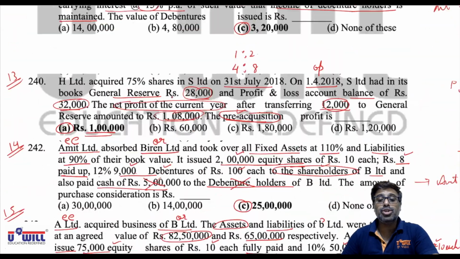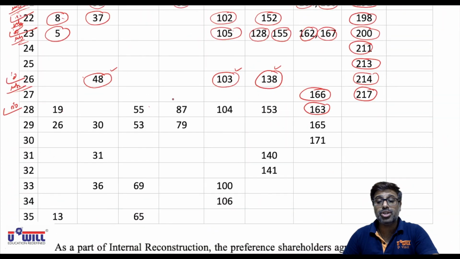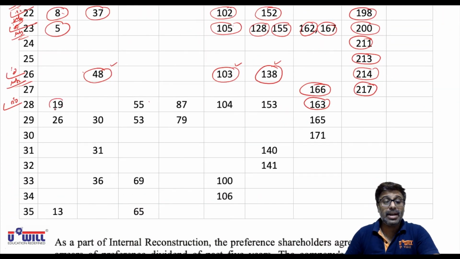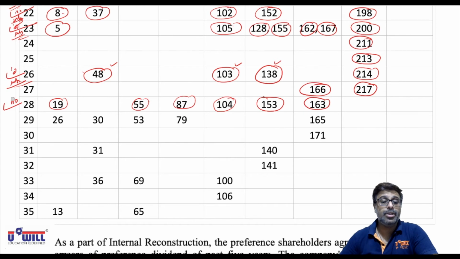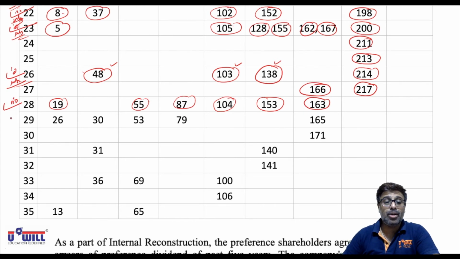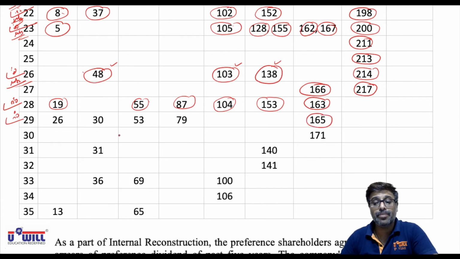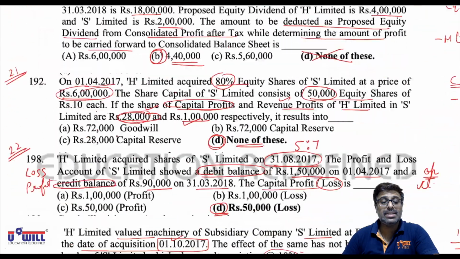Now similar to question 163, there are so many questions to be tried on your own. All of you try 19, 55, 87, 104, 153 on your own just now. Or else take the screenshot and you can try it later. Now question 29 is also important because it has been asked so many times. So 165 I'll do, and then 4 questions you'll try on your own. Look at question 165.